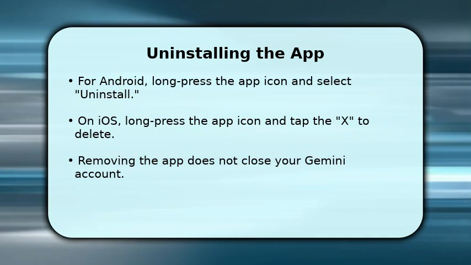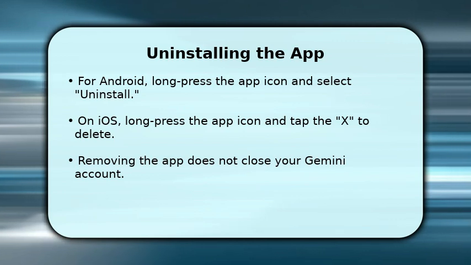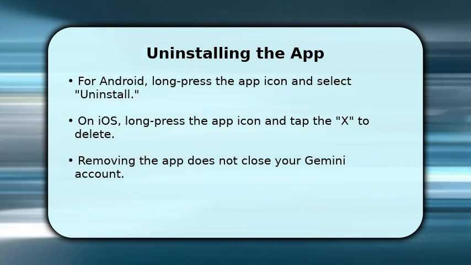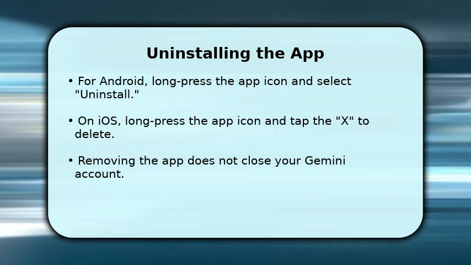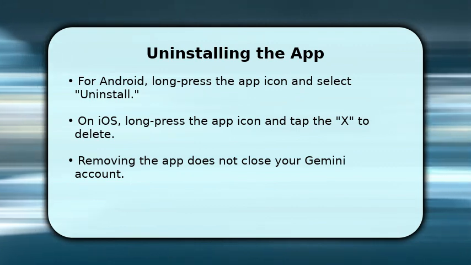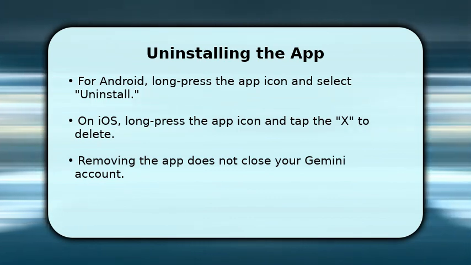Uninstalling the Gemini app from your phone is quite straightforward. If you're on an Android device, simply long press the app icon and choose the Uninstall option. For iPhone users, long press the app icon until it jiggles, then tap the small X to delete it. Remember, this only removes the app from your device. Your Gemini account remains active.